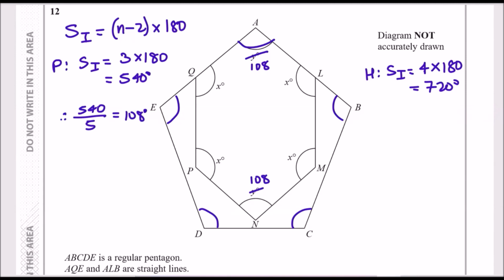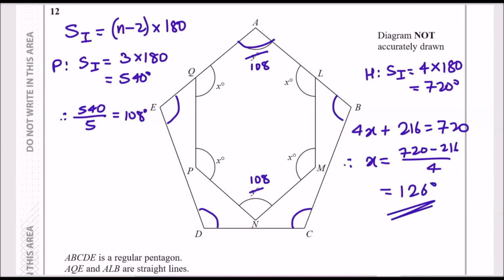Now, just do the quick maths here. We have to add up all of these, so we're going to have x plus x plus x plus x, which is 4x, plus your 2 108s, which is 216, and it should total 720. Just rearranging this carefully, you're going to have x equals 720, take away 216, all of that over 4, and your answer results to 126 degrees. And that's it, guys. That's literally 4 marks for that.